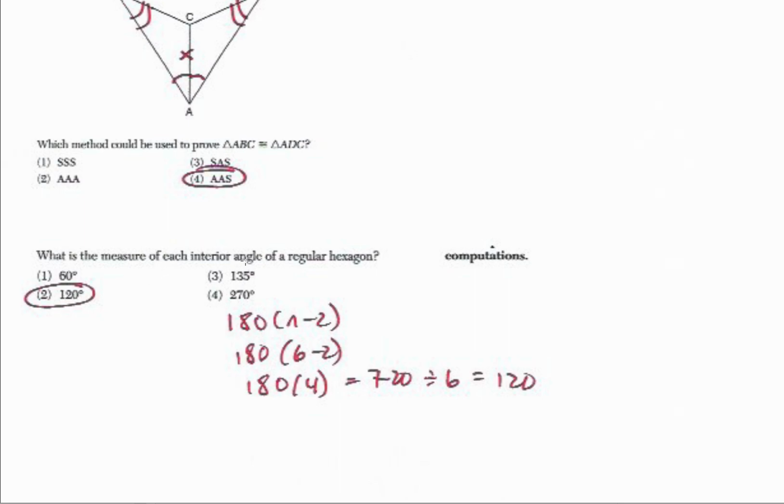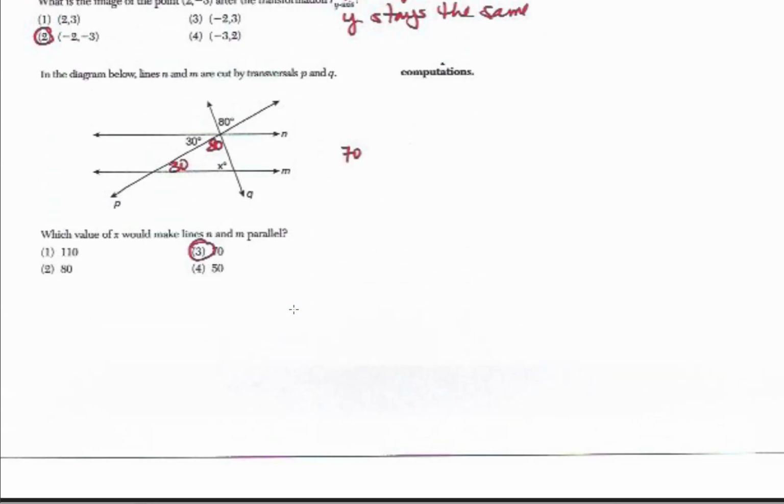Okay, what's the measure of each interior angle of a regular hexagon? As we said before, the sum of interior angles of a polygon is 180 times (n minus 2). So I plug in a hexagon as 6 sides. 6 minus 2 is 4. 180 times 4 is 720. But it wants each interior angle. So there's 6 angles. If there's 6 sides, there's 6 angles. 720 divided by 6 is 120. And that is the correct answer.